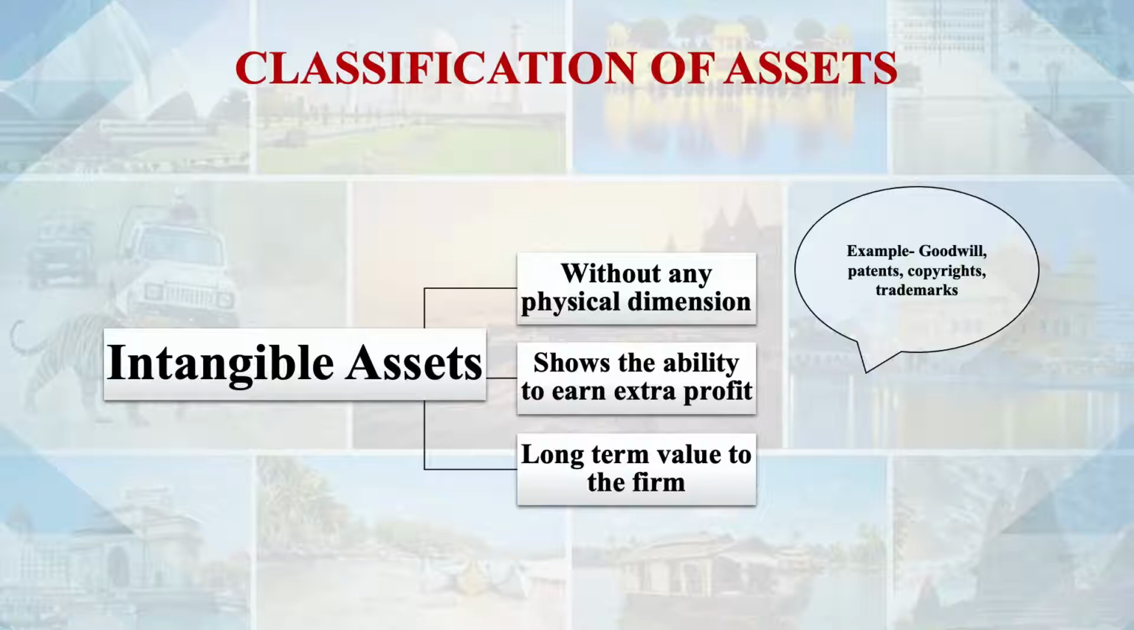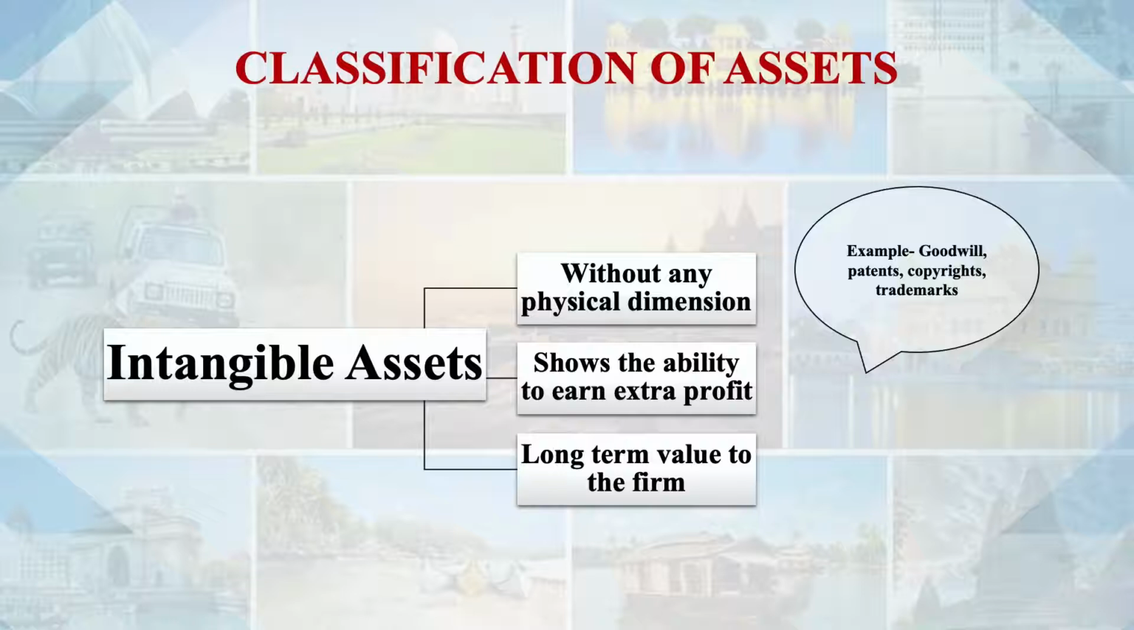These are the assets which are held by the company, but they don't have any physical dimension. But these are the assets which show the ability to earn extra profit by the firm. So these assets will help the business to earn more profit, that is, more than the normal profit. The extra profit is being earned by having these intangible assets, and they have a long-term value for the firm. So goodwill, a long-term value. Then patents, they are held for a longer period of time. Copyrights held for a longer period of time. So these are also the assets for the company.